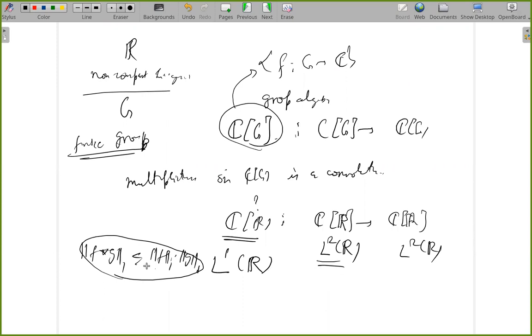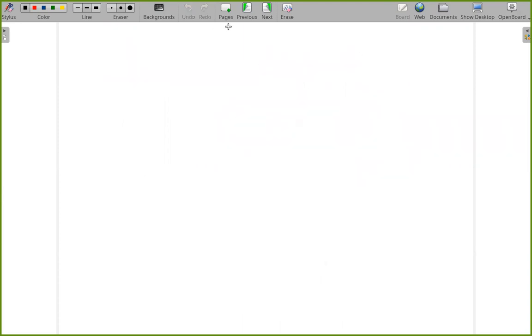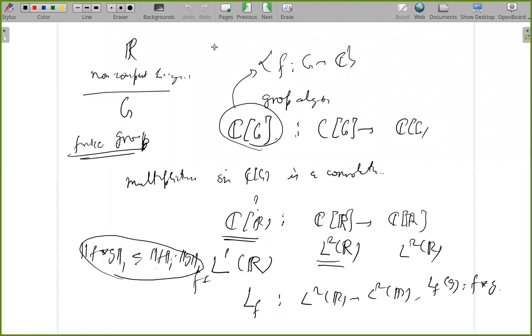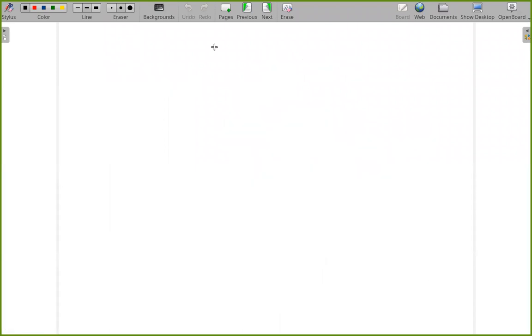And like I said, for P equals 2, Young's inequality also tells me that if I have a function F in L1R, I can define this LF from L2R to L2R, given by LF acting on G is nothing but F convolution with G. Okay, so if you want to do everything carefully, just look at chapter 3 of Kadison and Ringrose. But there is a difference between these algebras.